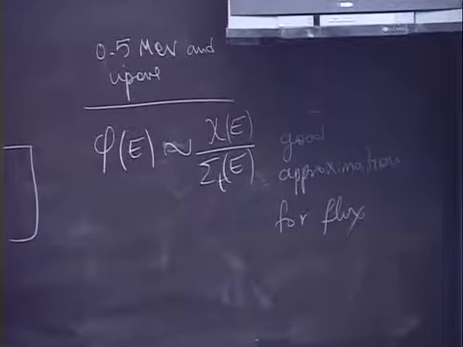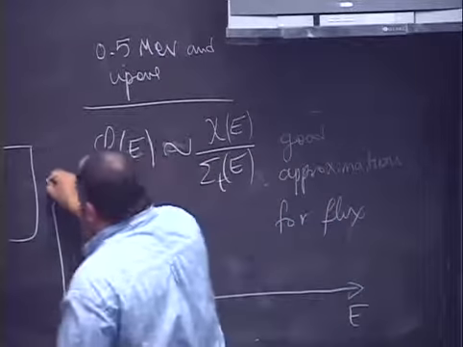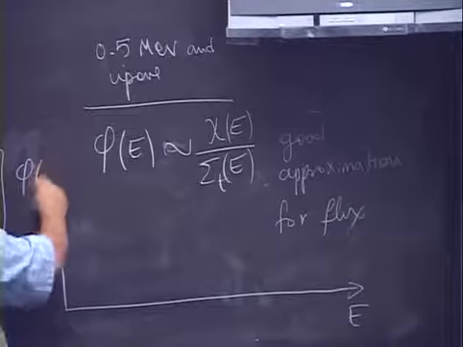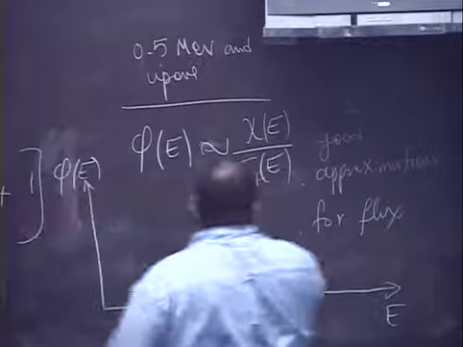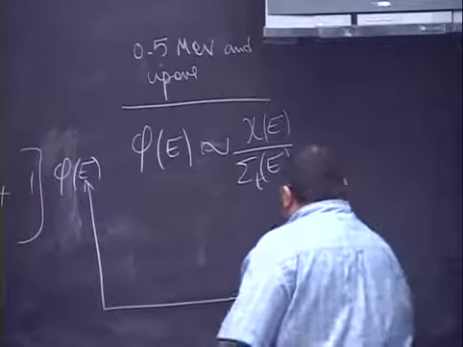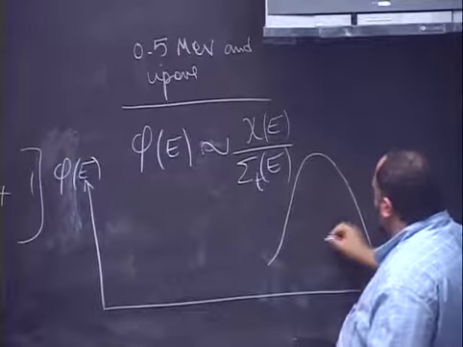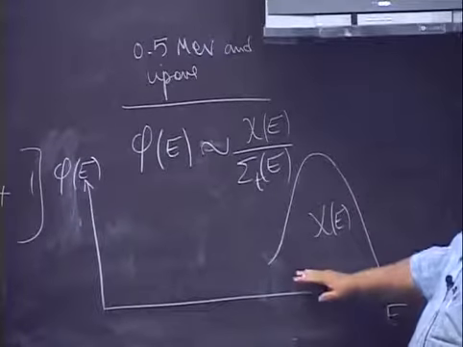Then next lecture, what we will do is we will try to see now, this is the shape of the flux. So now, this is the flux. This is the flux as a function of energy in the reactor. So now what we did is we got the shape of the flux in the fast energy region. So this is what? Chi of E. So this is the fast energy region.